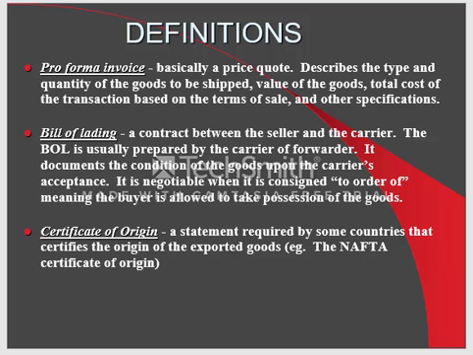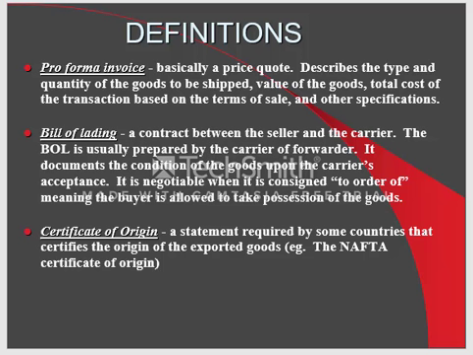And bill of lading is a contract between the seller and the carrier. The bill of lading is usually prepared by the carrier or forwarder. It documents the condition of the goods upon the carrier's acceptance. It is negotiable when it is consigned to order of, meaning the buyer is allowed to take possession of the goods. Another term is certificate of origin.